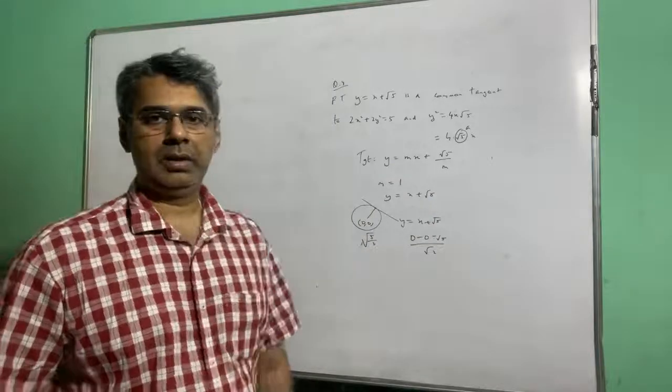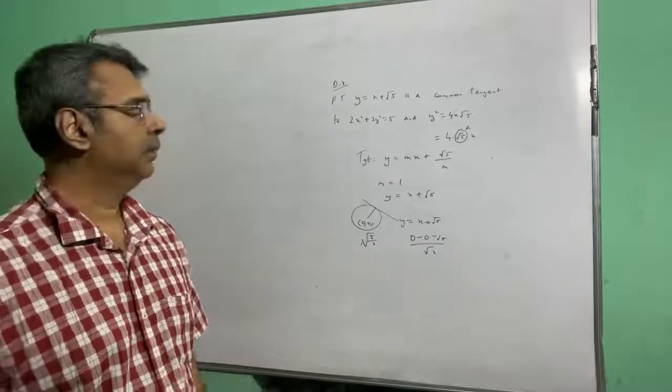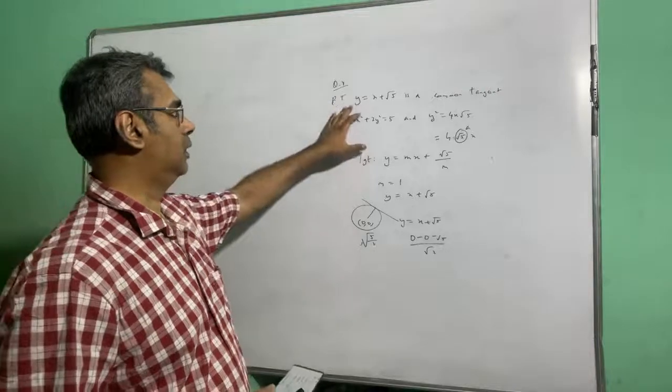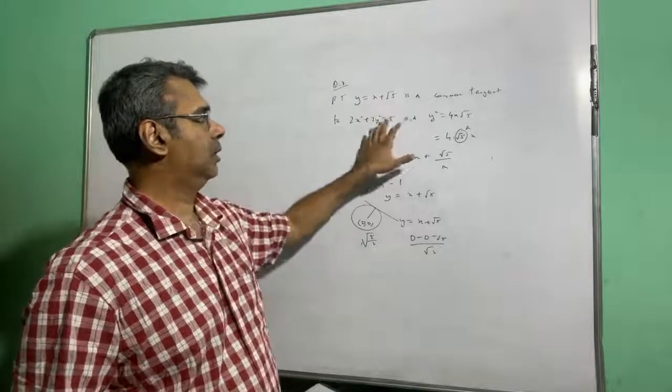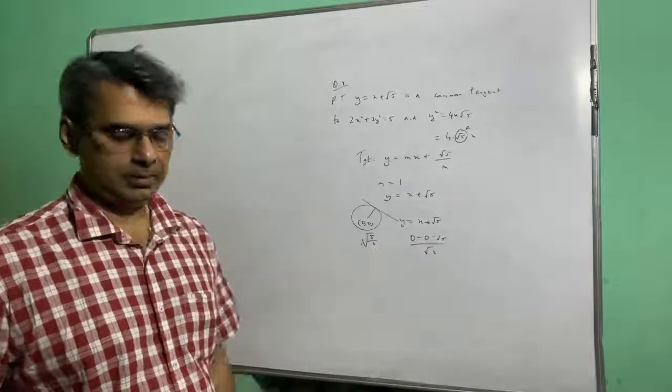It is also a tangent to the circle. It is tangent to both. So that is the proof of question number 4. Prove that this is a common tangent to both. So this is the proof of this sum.